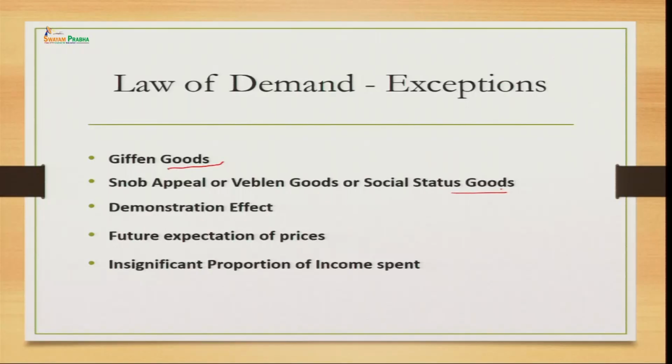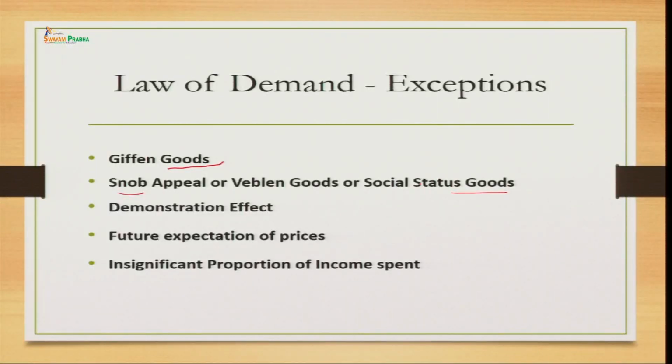Now, the second is snob appeal or Veblen goods, or we can also call them social status goods. Now, these are the goods which have an impact on people for maintaining their standing in society, and that is why we call them snob appeal goods, the goods which people want to show for their status. And why do we call them Veblen goods? Again, these are the goods which were studied by Veblen, so we call them by his name. So, these are also called Veblen goods. Social status goods, like wearing diamond jewelry or having antique paintings in your house.